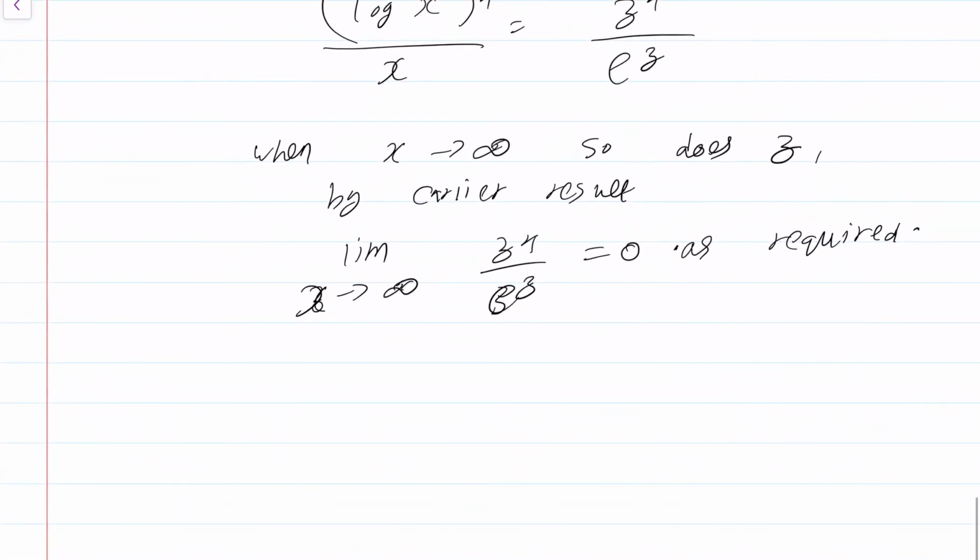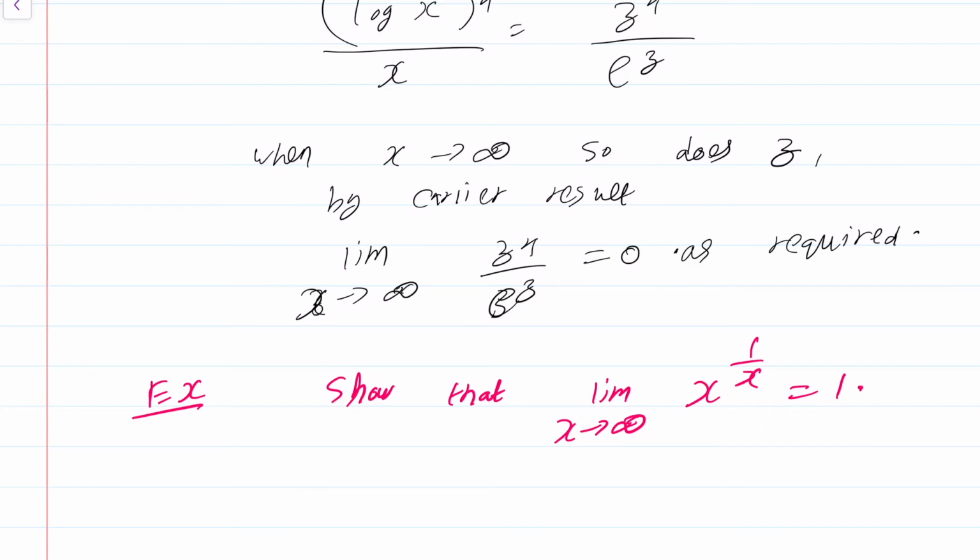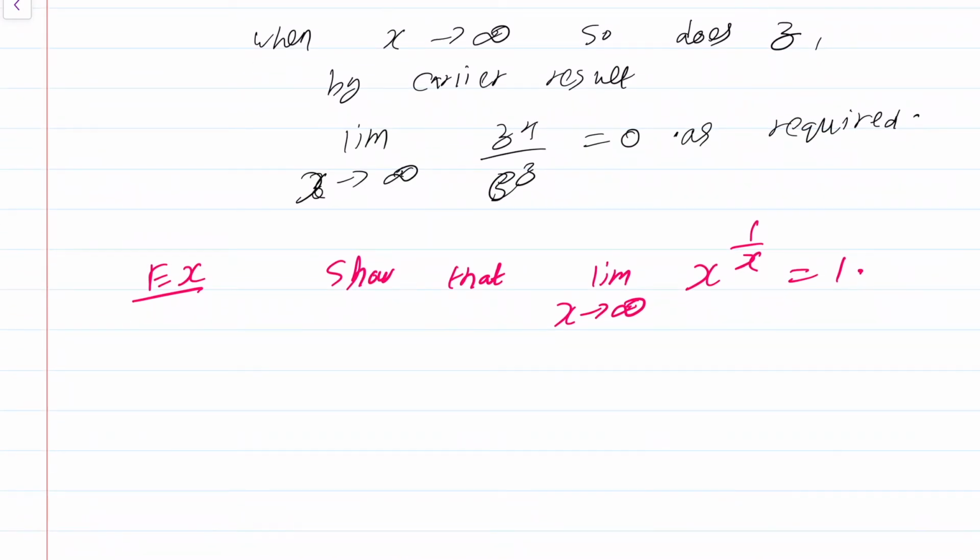Now there's an easy corollary of this, which I'm going to leave as an exercise. Show that limit x going to infinity of x power 1 by x is equal to 1. And recall that we have shown something similar to this for sequences. Now we end with yet another proof of a famous limit form for the exponential.